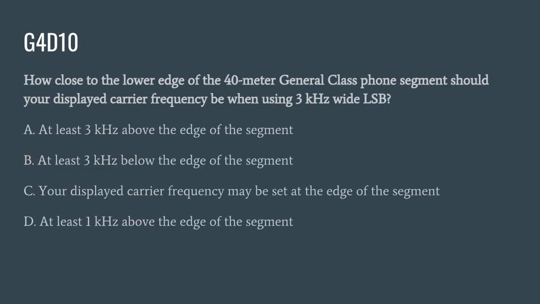G4D10, how close to the lower edge of the 40 meter general class phone segment should your displayed carrier frequency be when using 3 kHz wide lower sideband? A, at least 3 kHz above the edge of the segment. B, at least 3 kHz below the edge of the segment. C, your displayed carrier may be set at the edge of the segment. Or D, at least 1 kHz above the edge of the segment. Correct answer is A, at least 3 kHz above the edge of the segment.